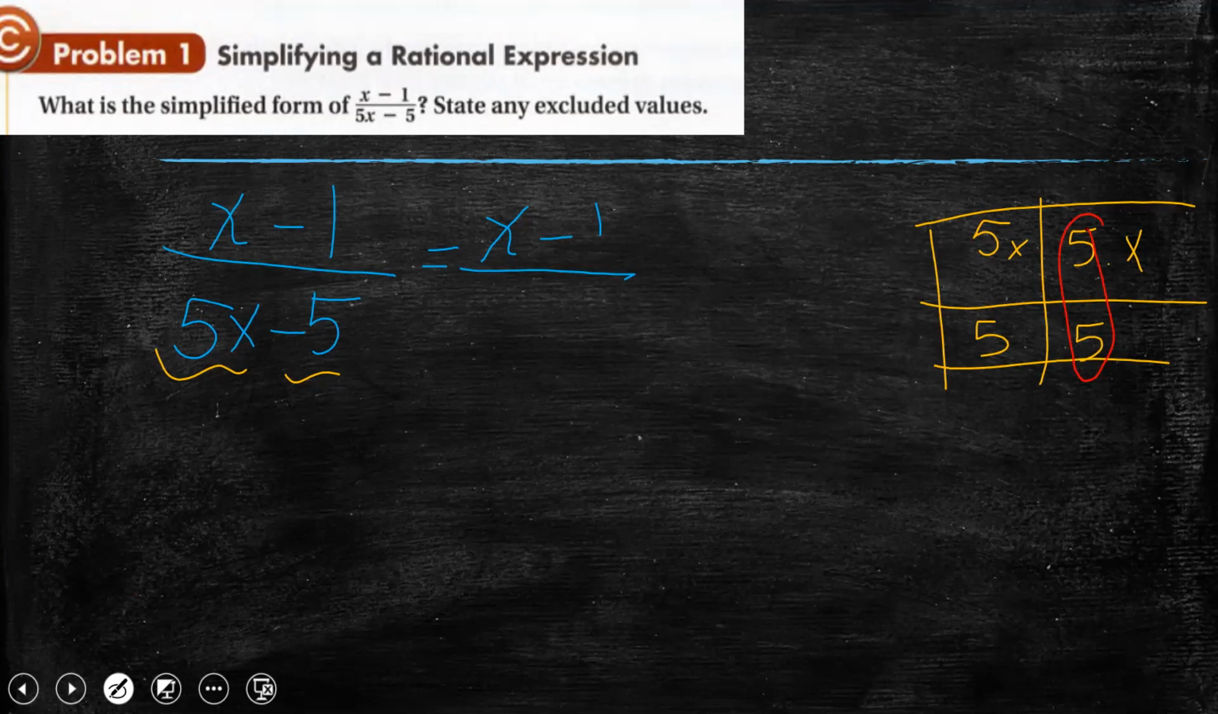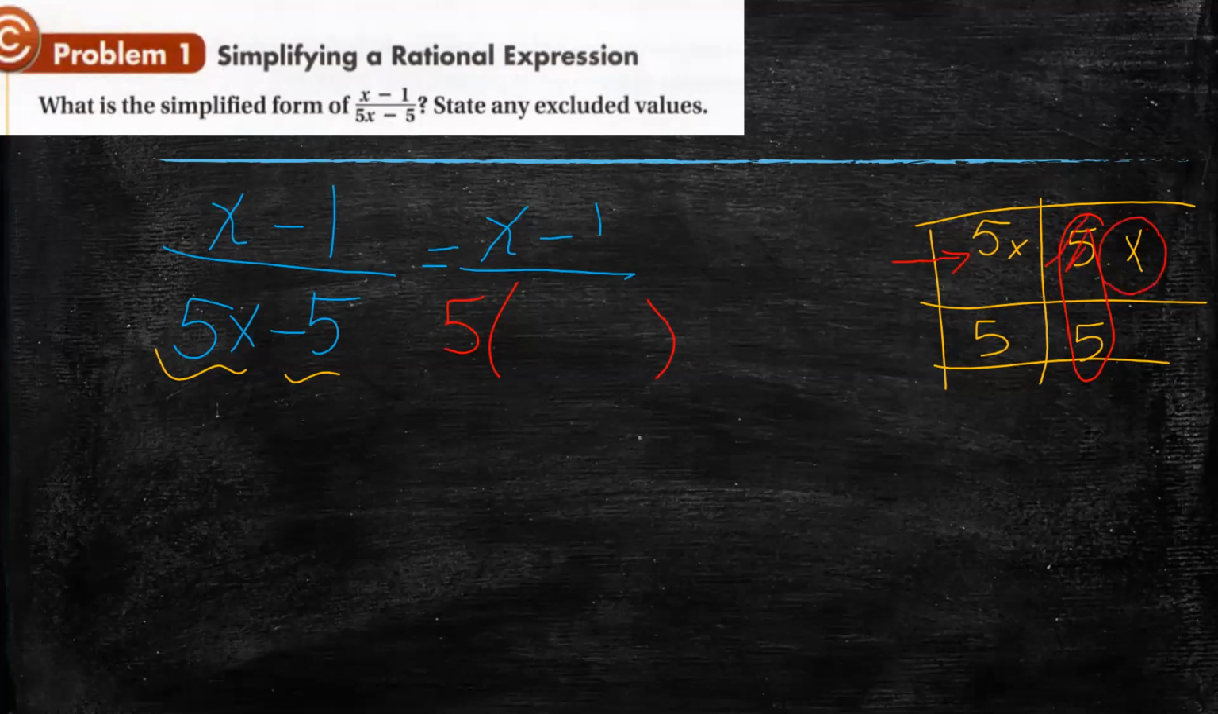Is it right, grade 8? Yes, teacher. So I will take 5 as a common factor. I will open the brackets like this. Then from 5x, when I take 5, what remains? I have x. Minus, when I take 5 from the 5, what do I have? Nothing? 1. Not 0, it must be 1. Don't put 0.